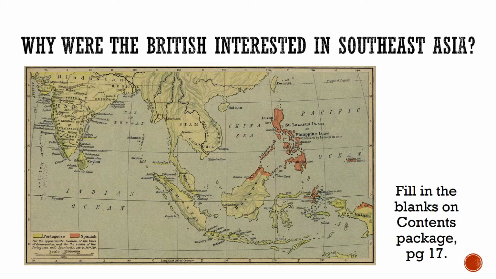What you see on this slide is the old map of Southeast Asia from India, and also Siam, which is the old name for Thailand, Sumatra, part of Indonesia, Borneo, etc. So why did Britain want control over these parts? That's a question that you need to think about.